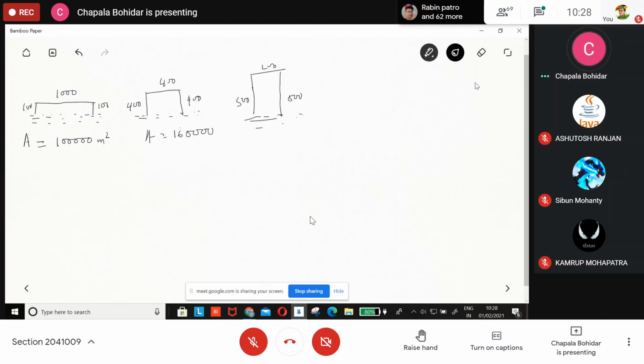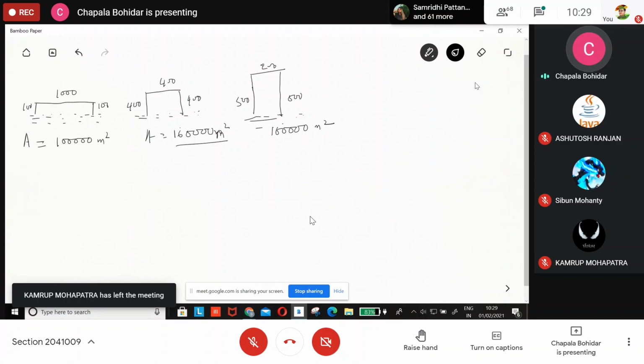What is the area? It is 200. 1 lakh meters square. So which one is more? This one? So in which way will he fence so that he gets the maximum area? We don't know. We have to find out. So what will we do here?